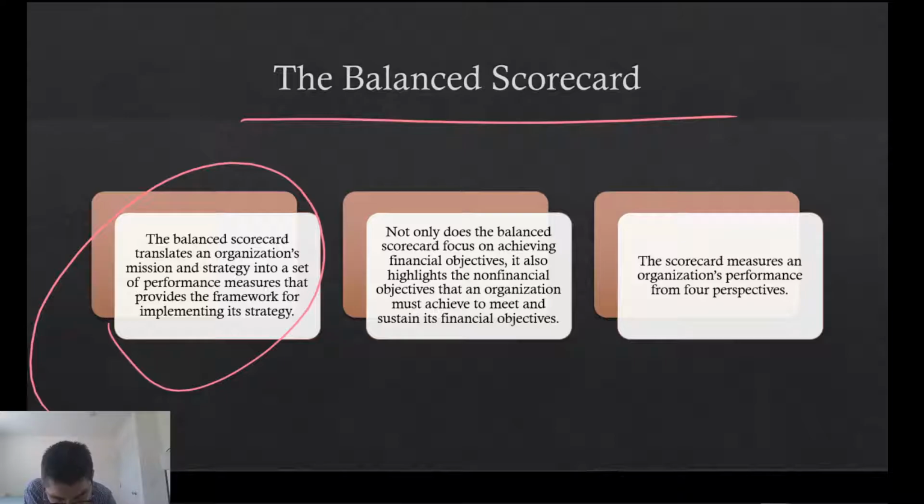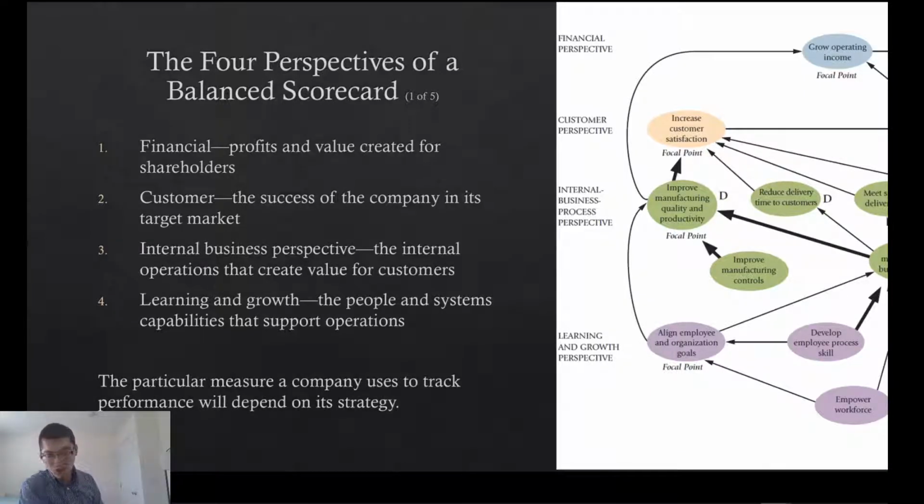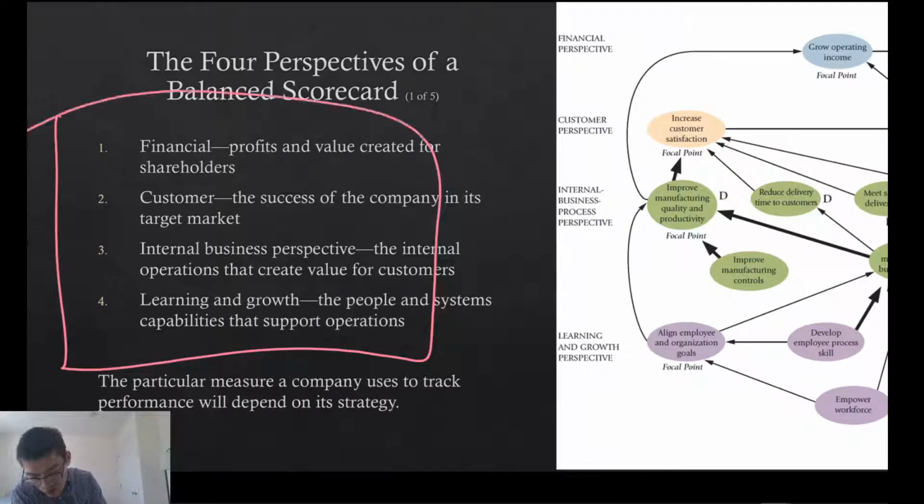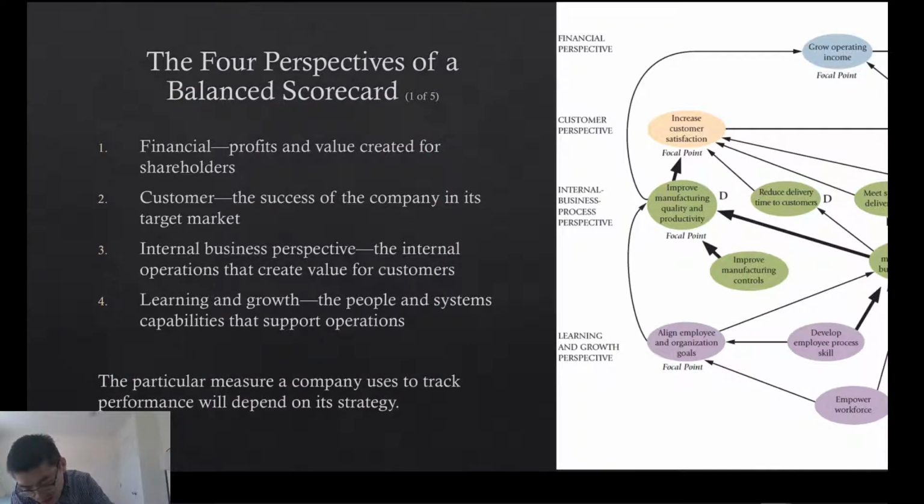Not only does the balanced scorecard focus on achieving financial objectives, it also highlights the non-financial objectives that an organization must achieve to meet and sustain its financial objectives. The balanced scorecard measures an organization's performance from 4 perspectives: financial, customer, internal business perspective, and learning and growth. So we look at each one separately.